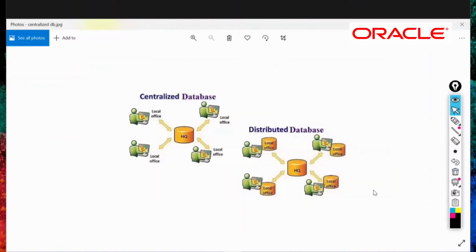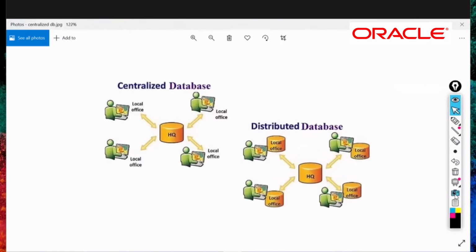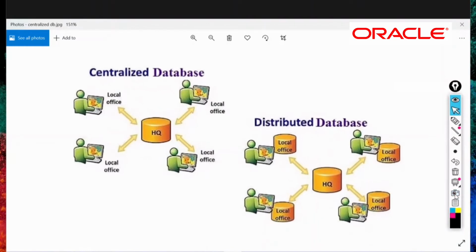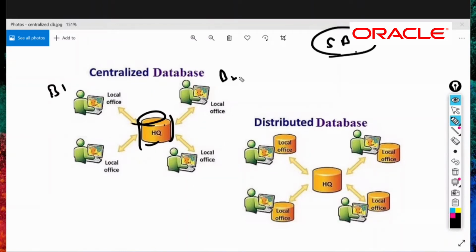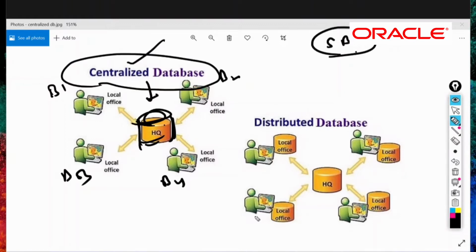And one more example, see here, there are different architectures. Centralized database means the entire database will be stored in one location only. Assume that SBI bank is there. SBI branch 1, branch 2, branch 3, branch 4. All branches' information is stored in only one location. This is called a centralized database. Here we have no need to maintain multiple copies. But in a distributed database, we need to maintain multiple copies.